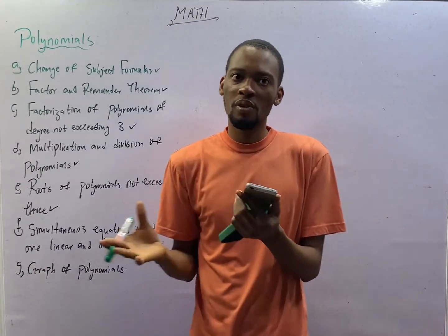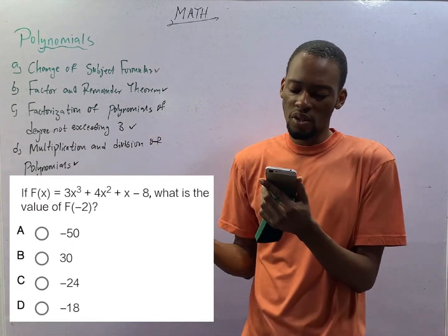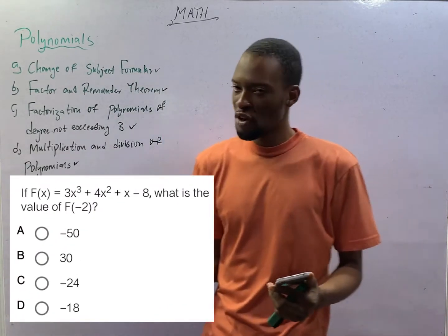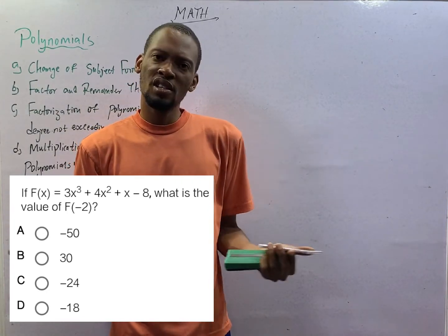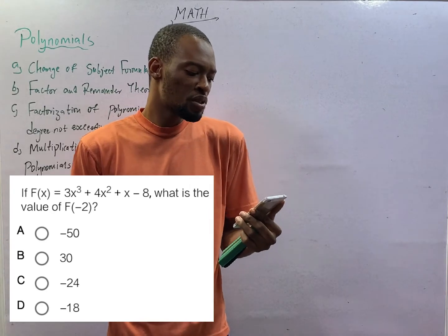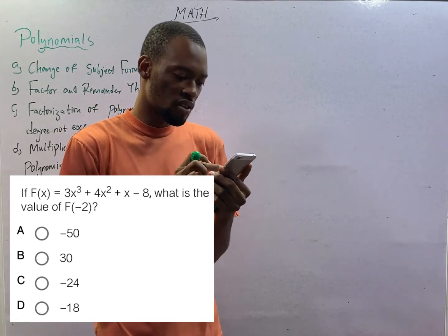3s cubed plus 4s squared plus s minus 8. What is the function of minus 2? Function of minus 2 means anywhere you see s, put minus 2. If you do that, substitution will give you minus 18. Minus 18 is the correct option.